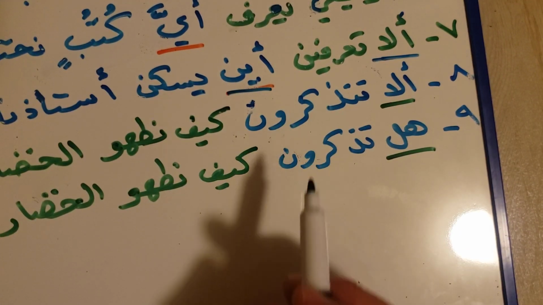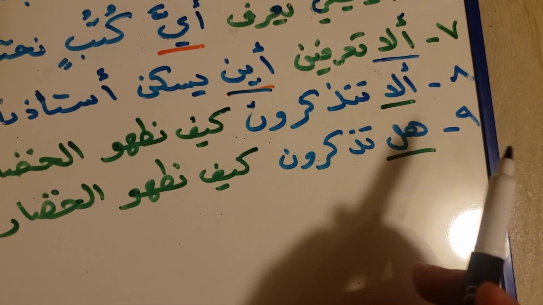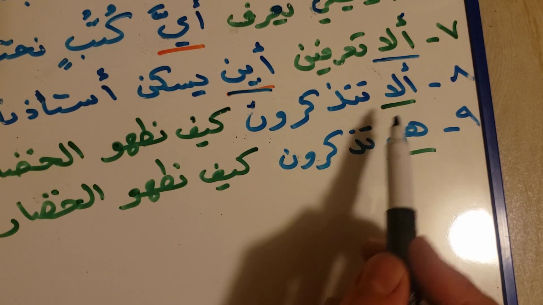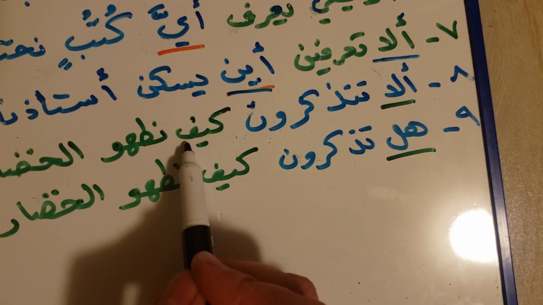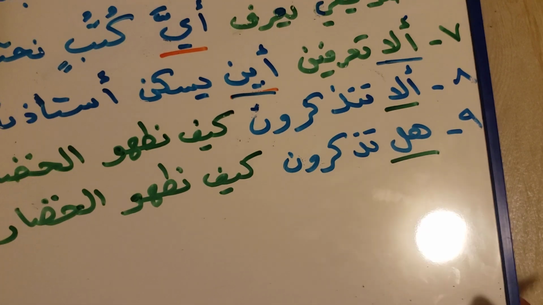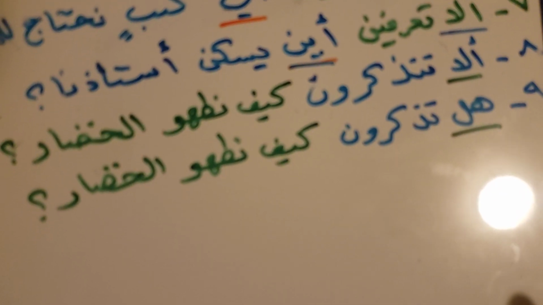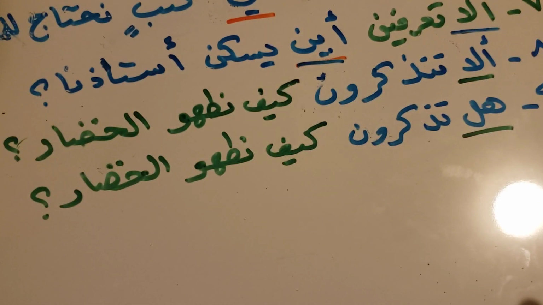Don't you remember? And then you have to finish it up. ألا تتذكرون. So let's finish off the sentence. ألا تتذكرون what? كيف نطهو الخضار? Don't you remember how we cook the vegetables? Don't you remember? So this is a direct or indirect question.